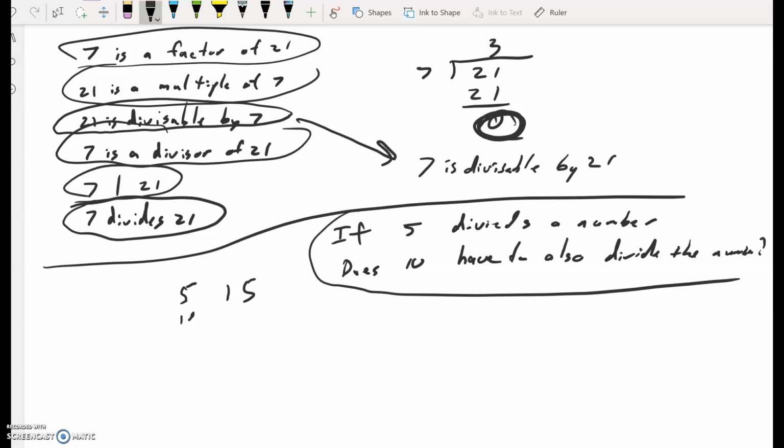But if you reverse it, if 10 divides a number, does 5 have to? Well, the answer is yeah, that's true. For instance, here's a number. 10 divides that number, but 5 also has to divide that number, and the reason why is 5 divides 10. So 5 is going to divide 30 for sure, since 10 divides 30. So we have to be a little bit careful here. There's something to think about.